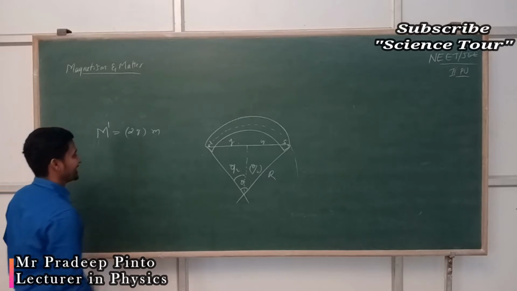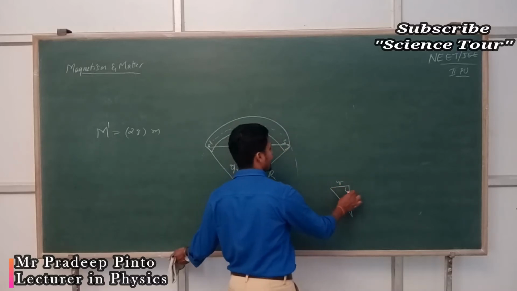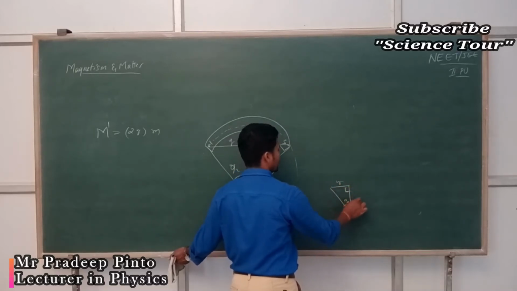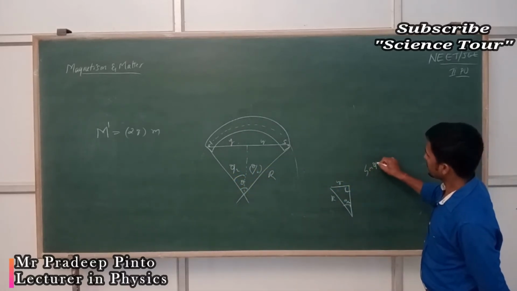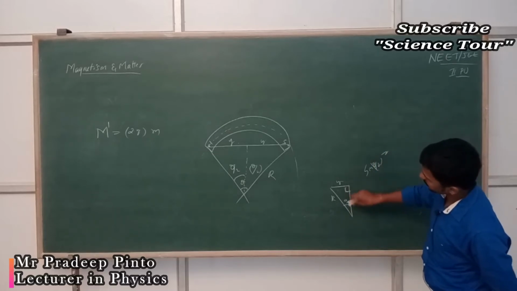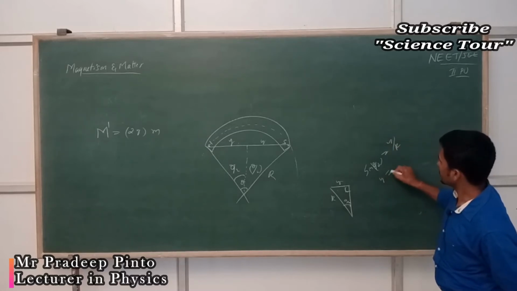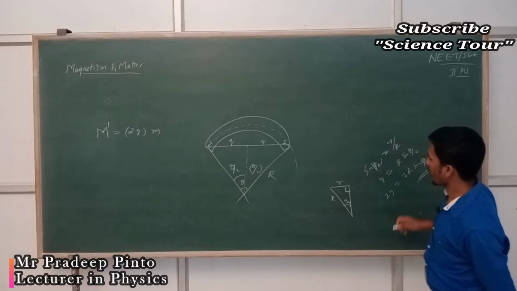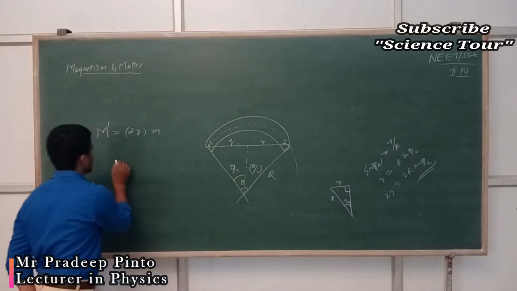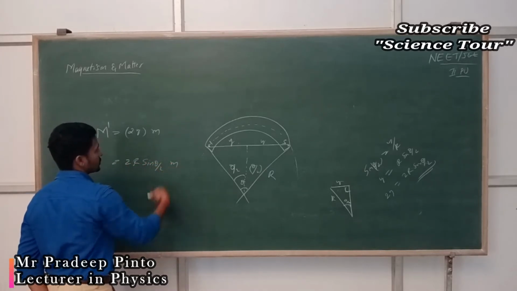Now like this an angle is there, y is 90 degrees, and this is theta by 2. This is r. So I can write sin theta by 2 is equal to opposite by hypotenuse, that is, y is equal to r sin theta by 2. 2y means 2r sin theta by 2. So I can substitute here: 2r sin theta by 2 into m.